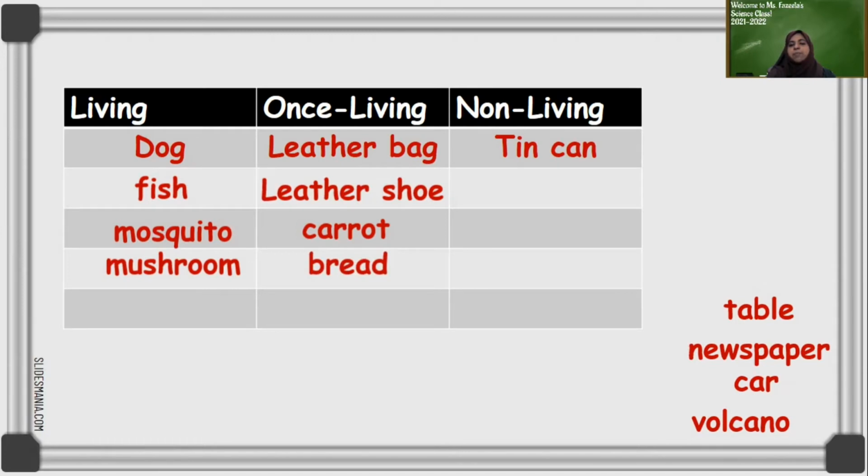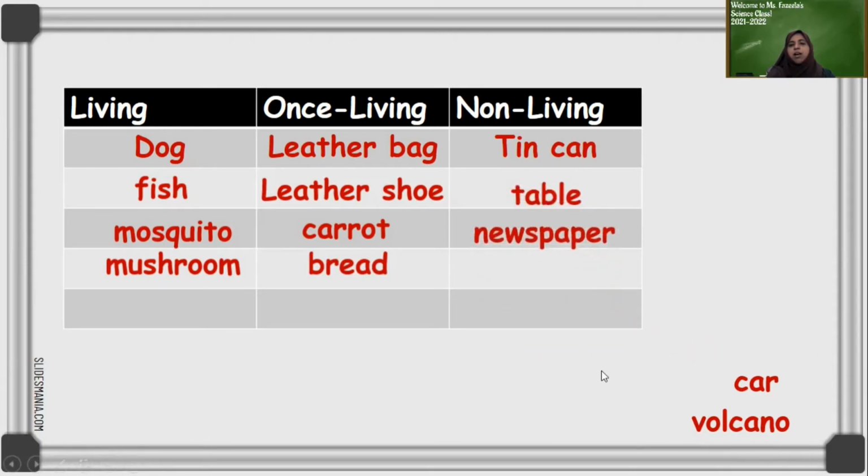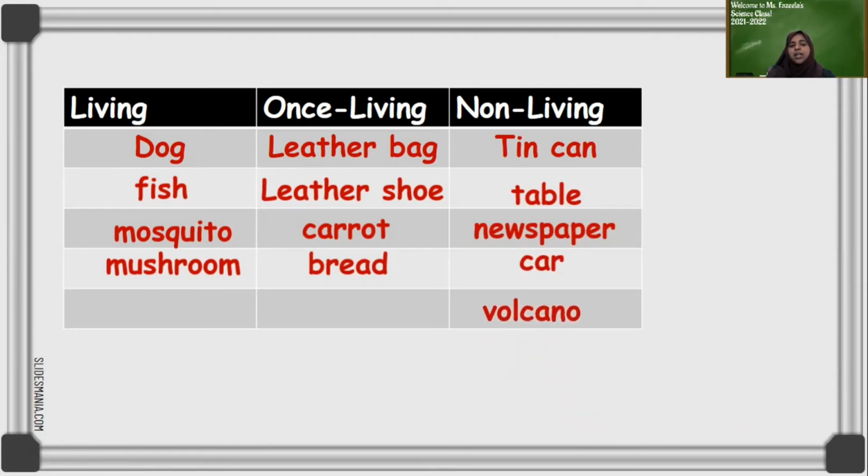What about table? Non-living because it does not live. You all know that. Then newspaper. Yes, non-living. What about car? Non-living. What about volcano? Yes, although the fire comes out, it is non-living. Okay.